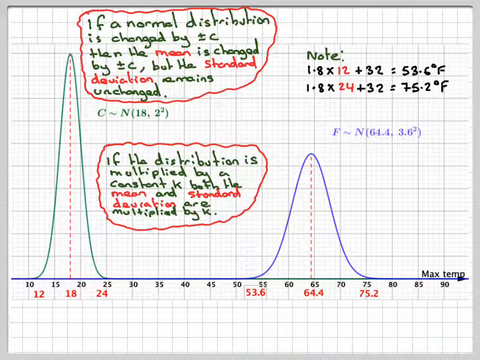So we'll just repeat here what I just said. If you add or take away a constant, the mean is changed, but the standard deviation will be unchanged. But if you multiply by a constant, both the mean and the standard deviation are changed. This is just a fact that you need to remember.